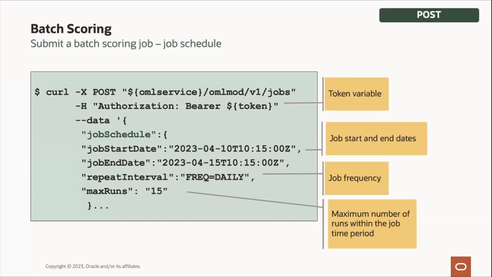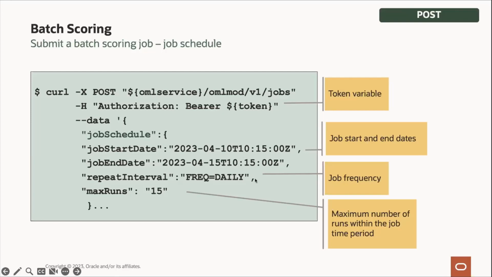to authenticate this request. And now we have the payload of our job request, starting with the job schedule, which defines the interval over which this job is going to happen and how often it's going to happen over this interval. We can see this job is happening from April 10 to April 15th, and it's going to run daily, so once a day over this time interval. We can also set the max number of runs. Here it's 15, so it only happens 5 times according to the schedule.